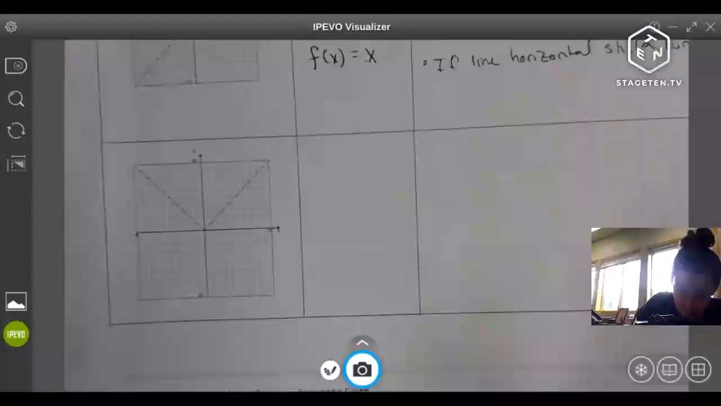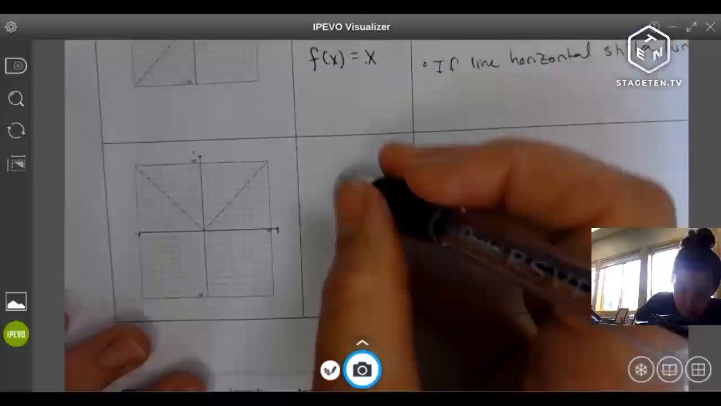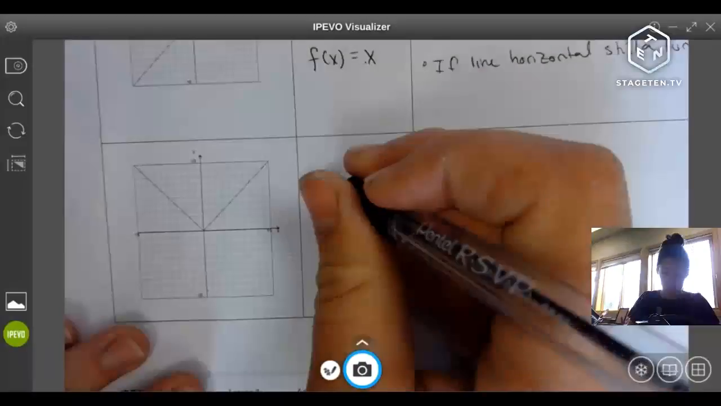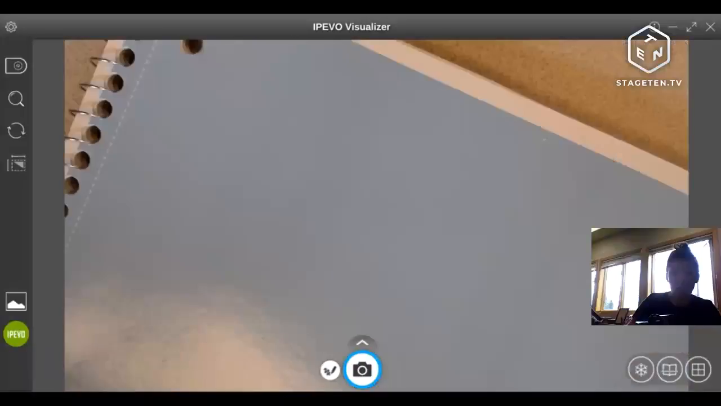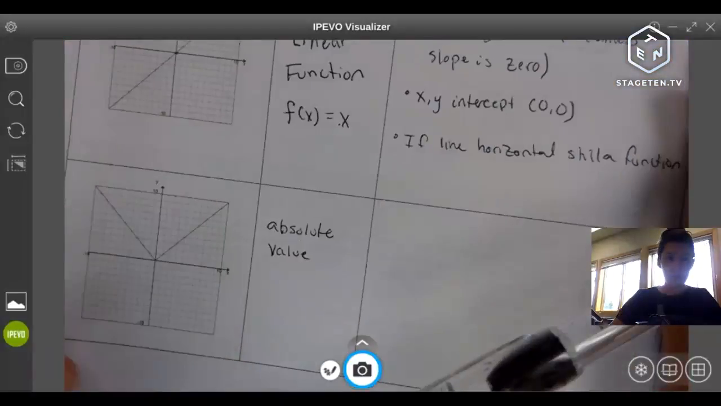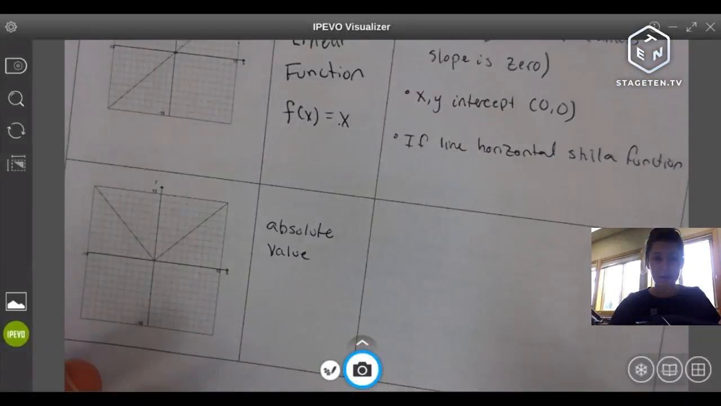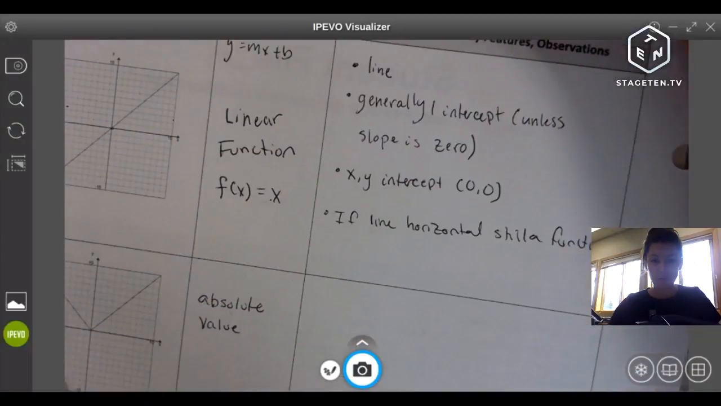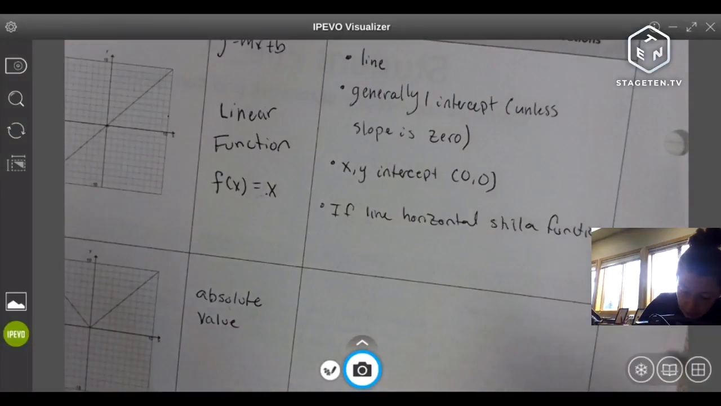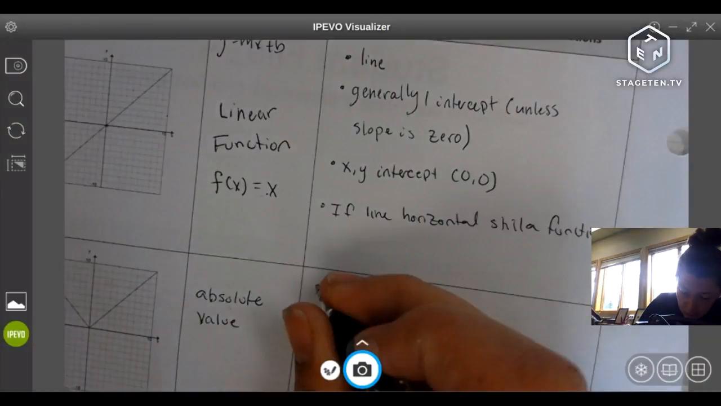Moving on. So this next function is an absolute value. You remember that? An absolute value function is, and this is the general function. What are observations here?